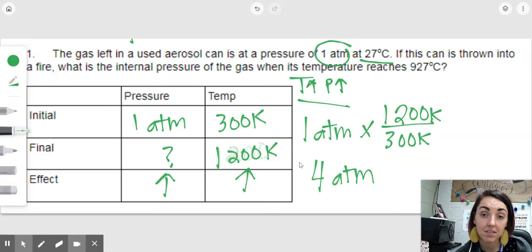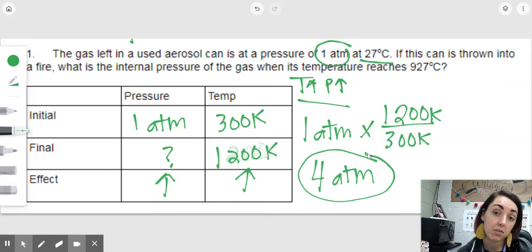I'm only allowed 1 sig fig because of this 1 atmosphere here. And 4 atmospheres happens to be 1 sig fig. So there we go. I'm done. 4 atmospheres to 1 sig fig.